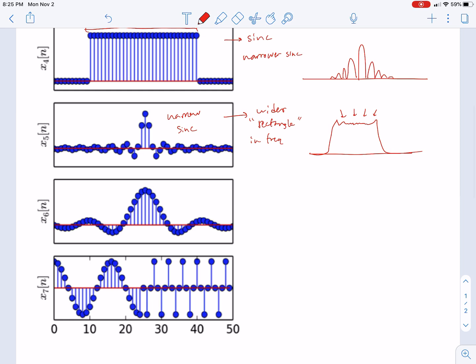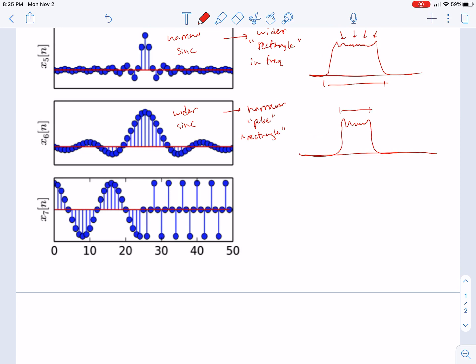Now, x6 of n is a wider sinc, which means it's going to correspond to a narrower pulse or rectangle in the frequency domain. That's going to look kind of like that, where this is wider and this is narrower.